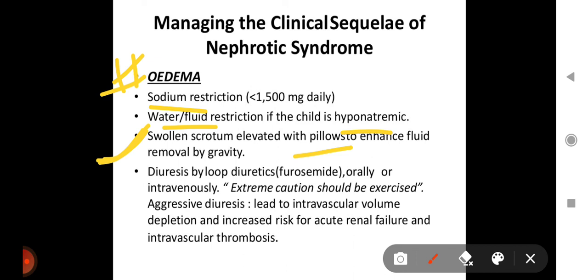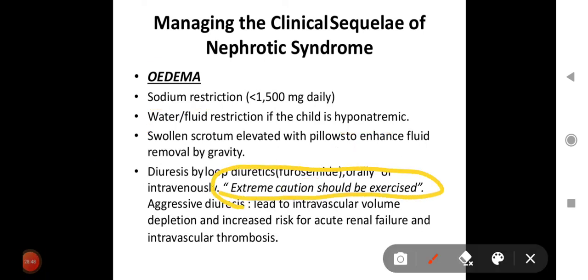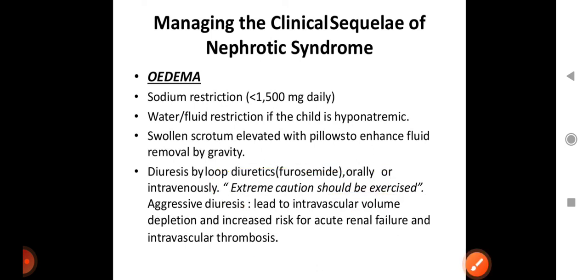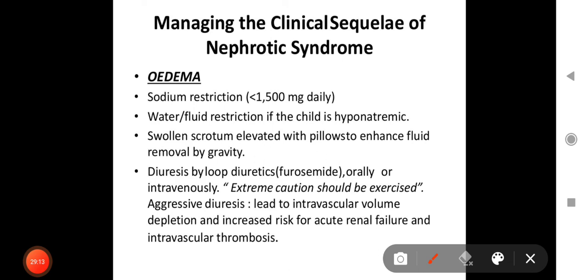Now, diuresis by loop diuretics, furosemide orally or intravenously. It should be exercised extremely cautiously. As I've already mentioned in previous slides, it should not be the first line of therapy for edema. When the patient presents with edema, you should not start diuretics directly. You should use it very cautiously when the patient is having distress, severe ascites or massive pleural effusion. Aggressive diuresis leads to intravascular volume depletion, increased risk for acute renal failure and intravascular thrombosis. So you might have seen such clinical cases sometimes.